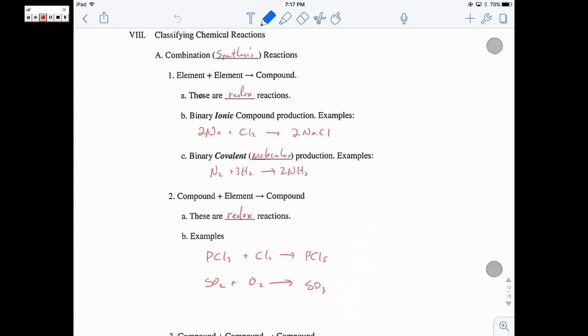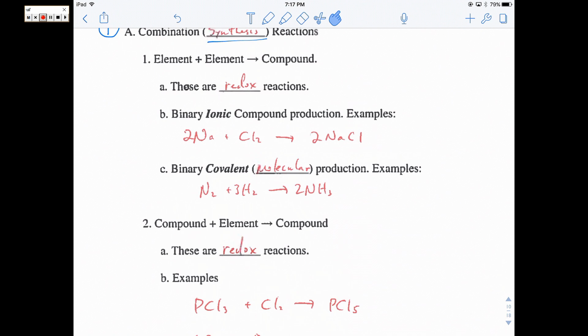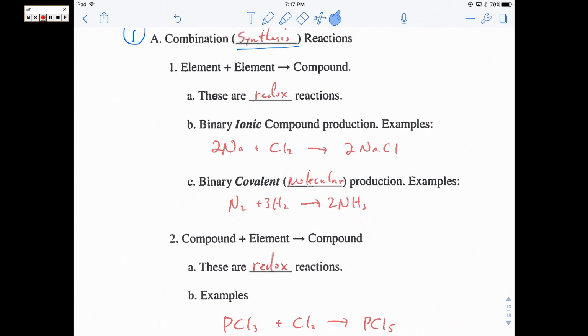We already talked about redox, which is a phenomenon that happens when there's a specific reaction where electrons are gained or lost. Our first main type of reaction is a combination or a synthesis reaction. You probably hear mostly me say synthesis, but either works. With a synthesis reaction, we've got several different types. The simplest is element and element makes a compound. These are always redox reactions.